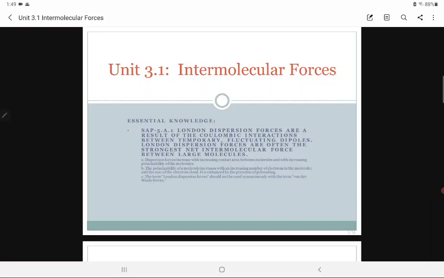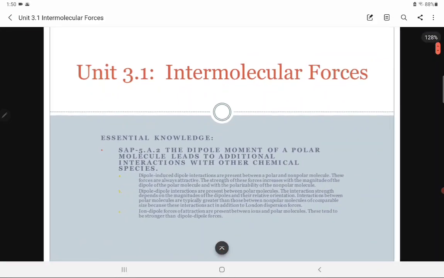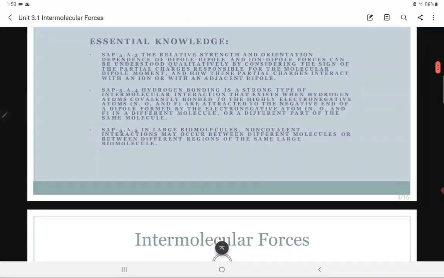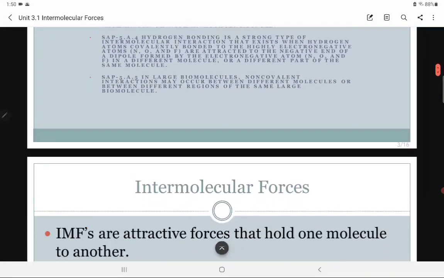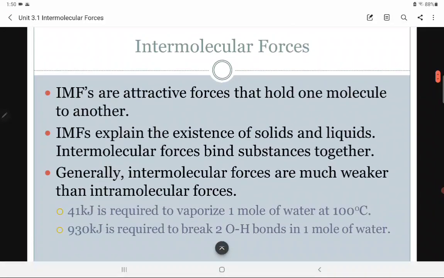So intermolecular forces are going to be forces that attract one molecule, one ion, one particle to another particle or ion or molecule. Let's make that a little bit bigger. Okay, so there's a lot of essential knowledges here, but that's pretty much the main idea.